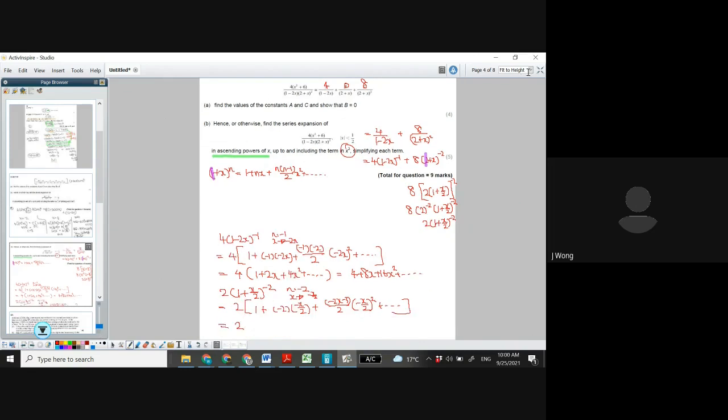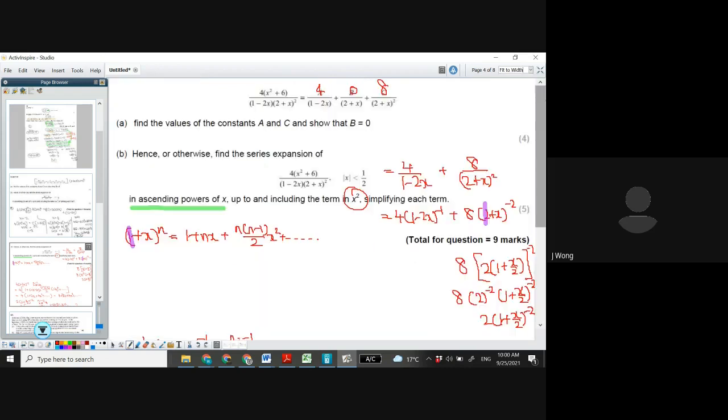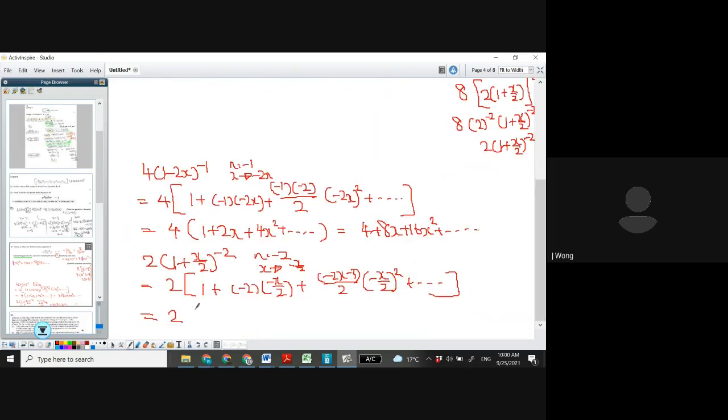I think I should do best fit. It's too small now. Fit to width, I mean. So 2 bracket 1 plus x plus that will be 3 divided by 4 x squared. That gives you 3. So 6 divided by 2, 3. And that is 2 squared. Negative a half squared, so a quarter. So I will have 2 plus 2x plus 3 over 2x squared.